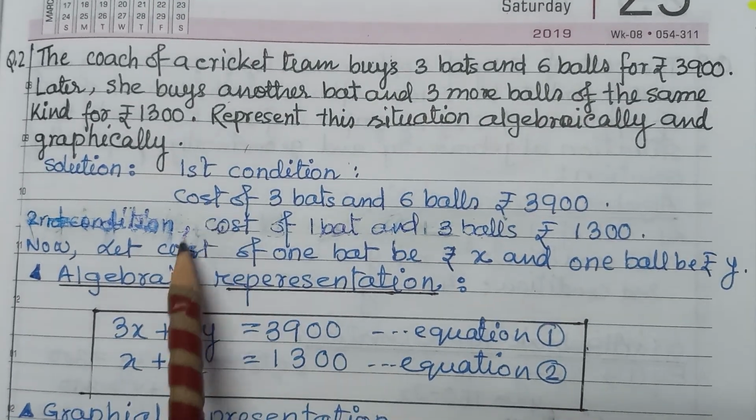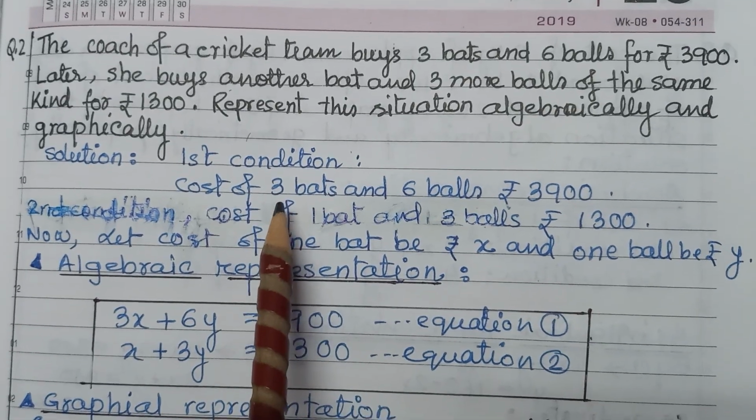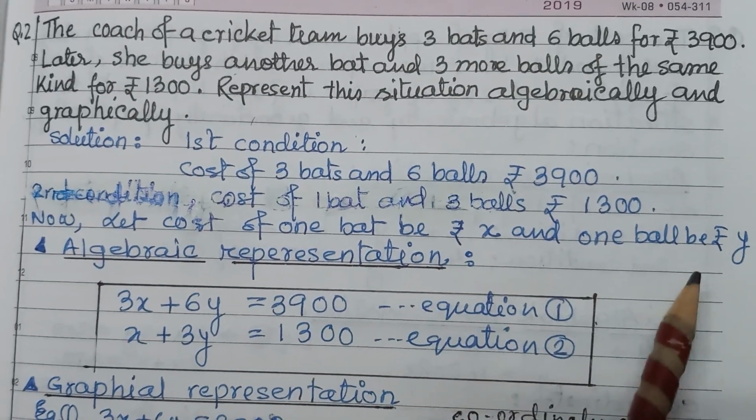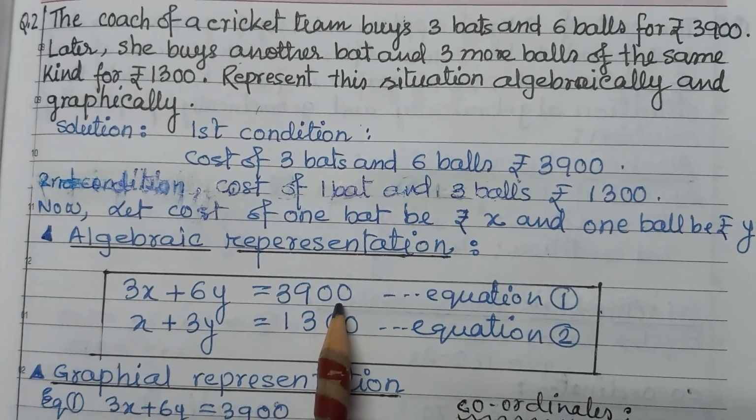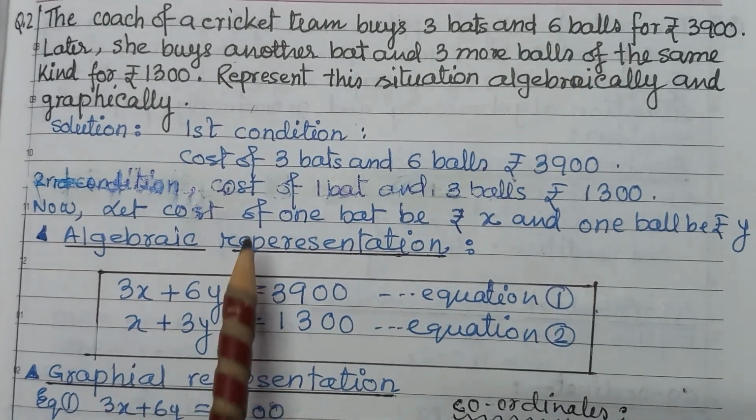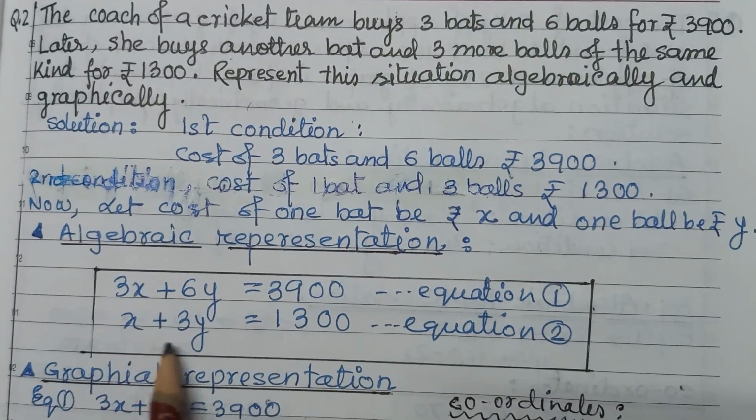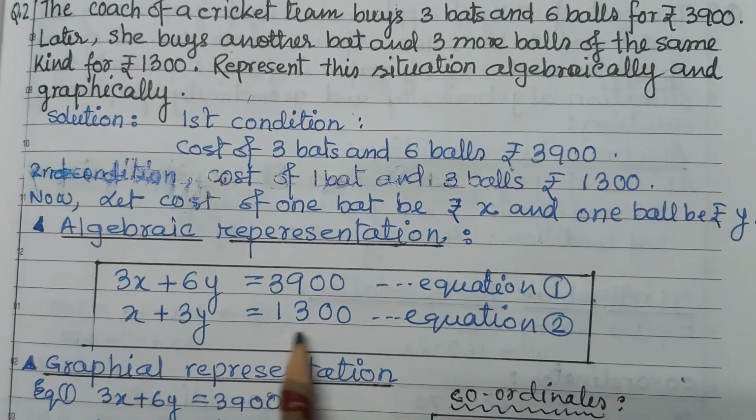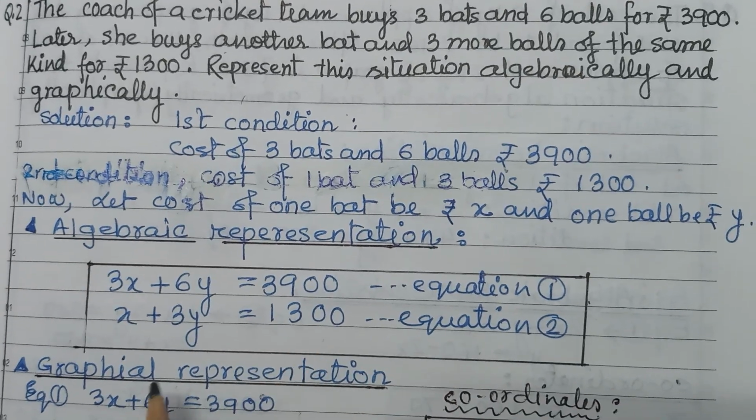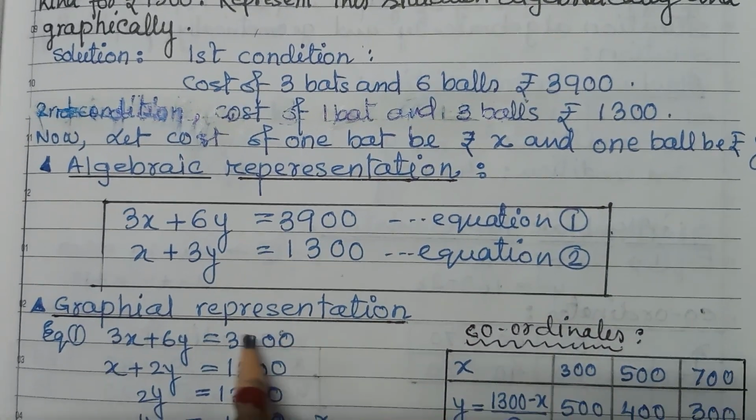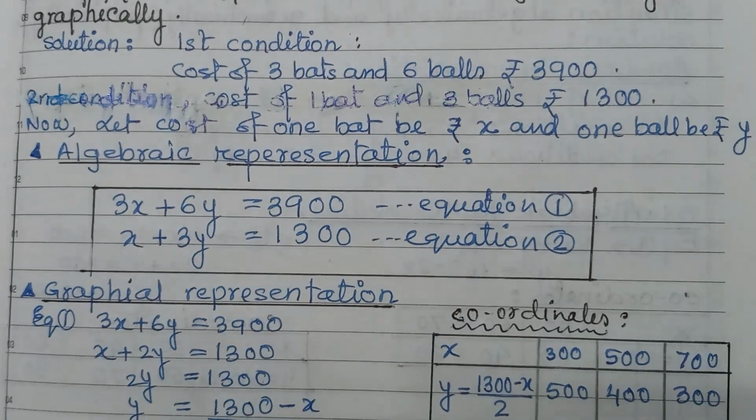Now the solution, algebraically first. We have to take the cost of one bat as x and the cost of one ball as y. So the equation is 3x plus 6y is equal to 3,900, and the second condition gives the equation x plus 3y is equal to 1,300. These are the two equations. This is the algebraic representation.